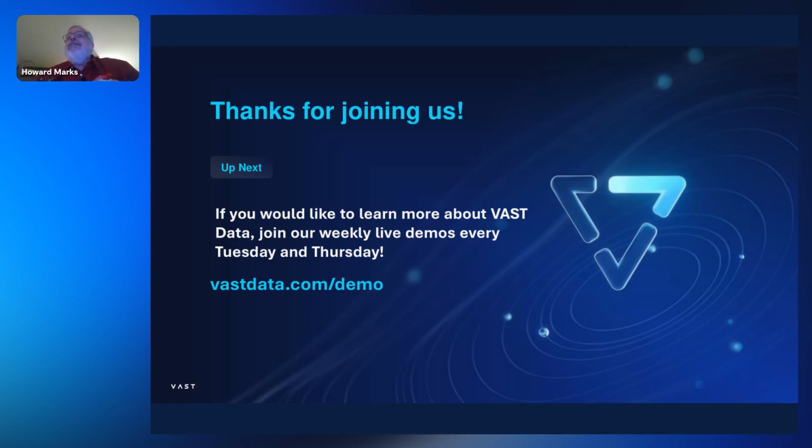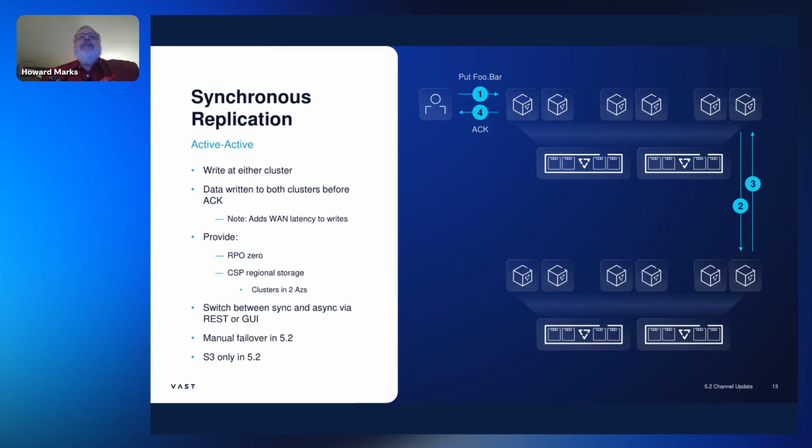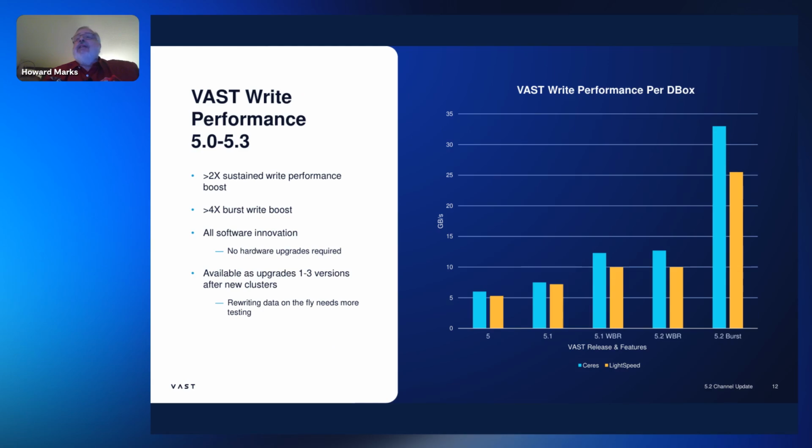Could I please clarify the throughput speed increases again? So in 5.0, a cluster of Series D boxes could deliver approximately 5.5 gigabytes per second per D box.